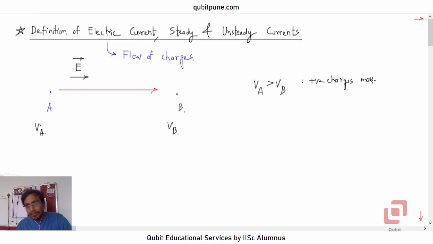Okay, positive charges move from A to B. Is that clear? Okay, so what is electric current? We define electric current as the rate of flow of charges. So although we said here flow of charges, we say current is actually the rate of flow of charges.